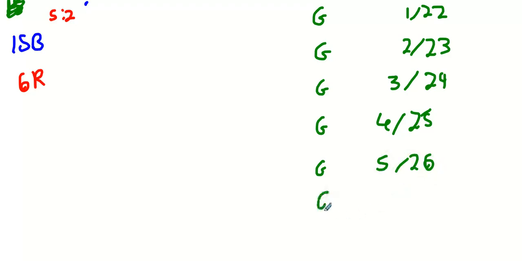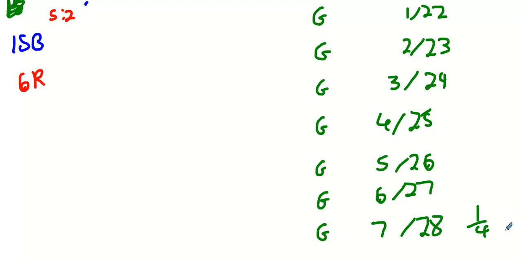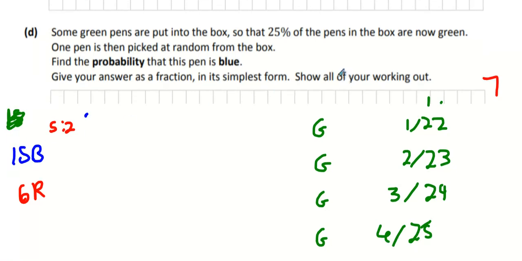I think we're going to get lucky here, guys. If I add in a sixth green, it'll be 6 out of 27. And finally, if I add in a seventh green, it'll be 7 out of 28, which is 1 in 4, which is the percentage we were looking for. Okay, so now we know there's 28 pens in total. Out of those 28 pens, 15 of them are blue, so it's 15 out of 28. Okay, well that was fun. So that's a manual way of working it out.